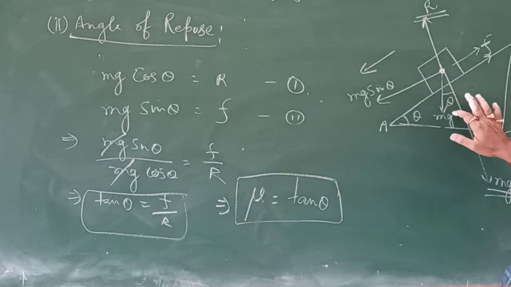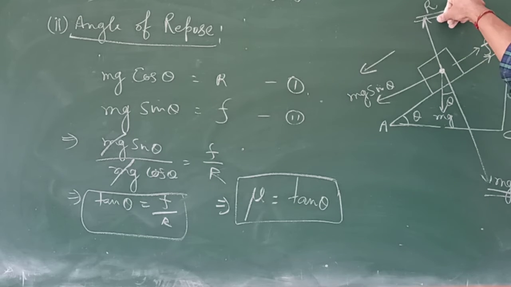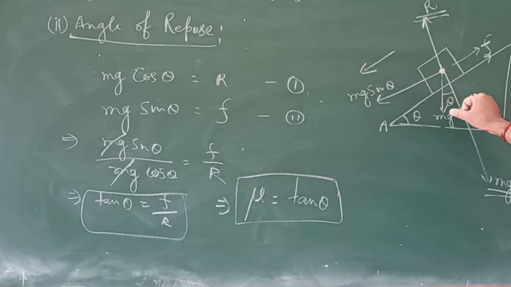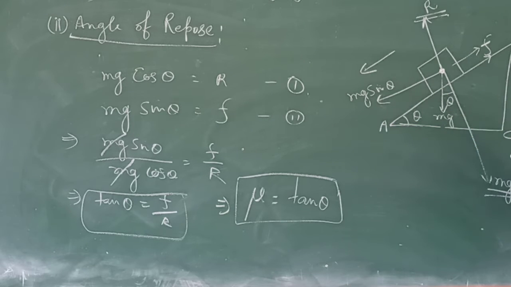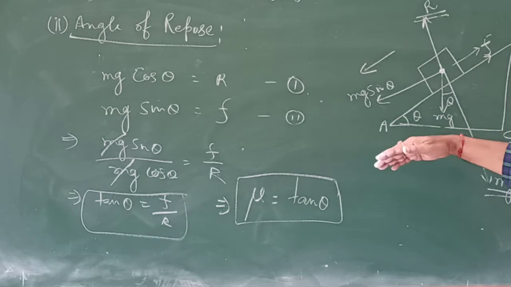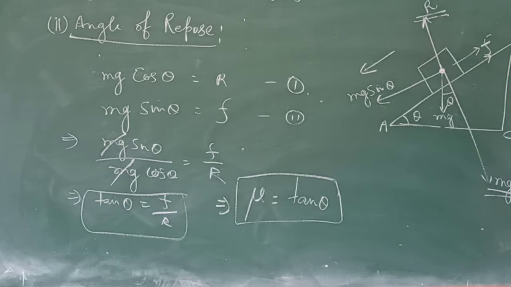Now, the various forces: the force due to weight acts in the downward direction, and the reaction acts in the upward direction. Is it clear? Now resolve mg into two components. One is mg cos theta, another one is mg sin theta. These are rectangular resolutions; they are at right angles to each other. Now, the body slides down, and the force of friction acts in the upward direction.